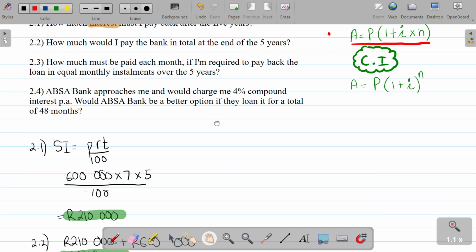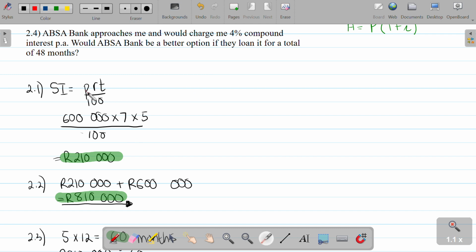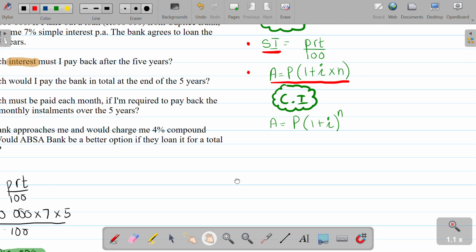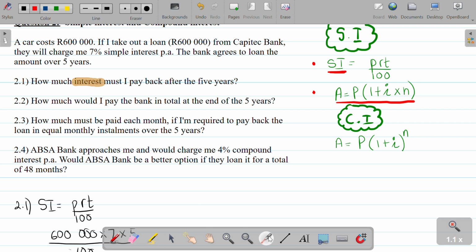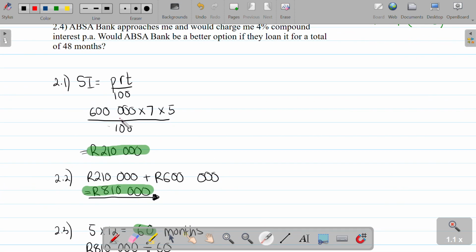Let's have a look. So in this case, guys, we are going to use this formula over here. The simple interest equals PRT over 100. Why do I use this one? Because the question is just asking how much interest must I pay back. So I just want to know the interest amount. So if we look at my calculations, the P stands for the principal amount, which is the amount I borrow, times the rate that they're charging me, times the amount of years, over 100, and I get my final answer of 210,000 Rand. So that is my final answer over there.